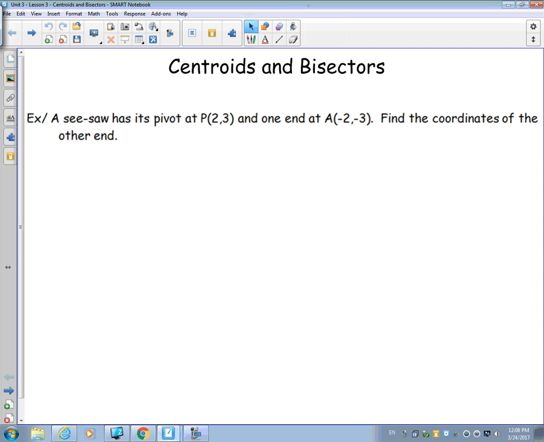In this lesson, we're going to continue our study of medians. We're going to look at the next step, a centroid. That's the point of intersection between medians. But before we get there, we'll just review some stuff from the previous lesson.